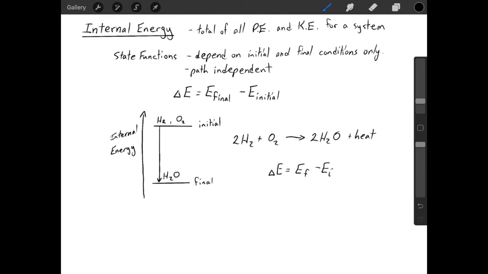Remember that the change in energy is equal to the final energy minus the initial energy. And we know that since heat is released, the sign for delta E has to be negative. Remember that the system lost heat. And the only way that you can get a negative value for a delta E is if the final energy is smaller numerically than the initial energy.